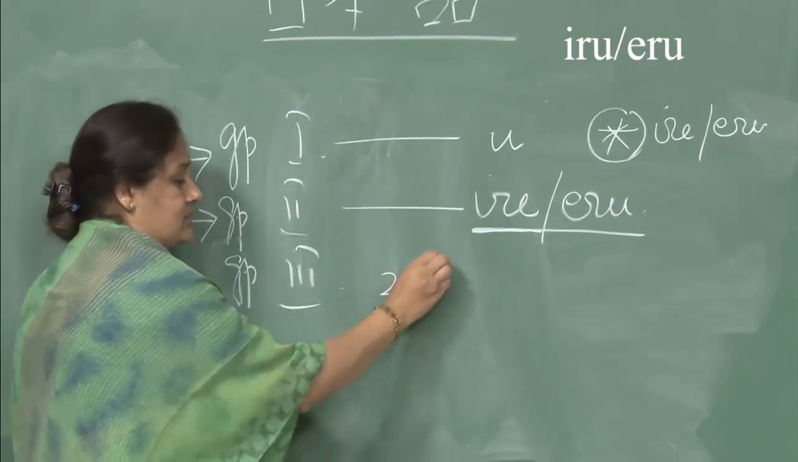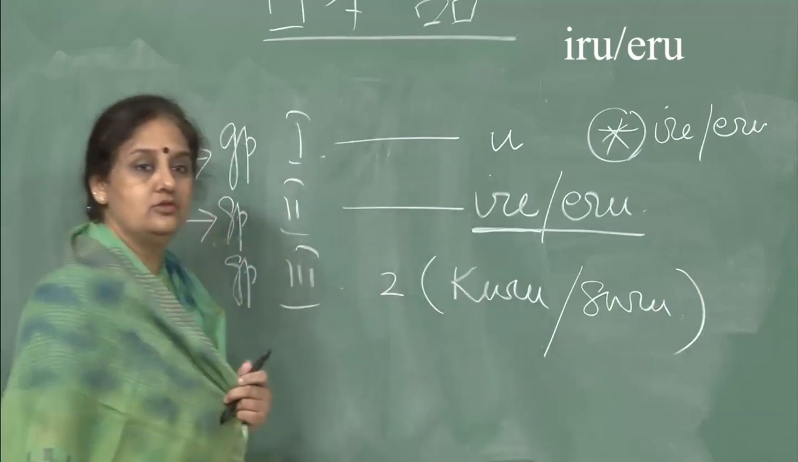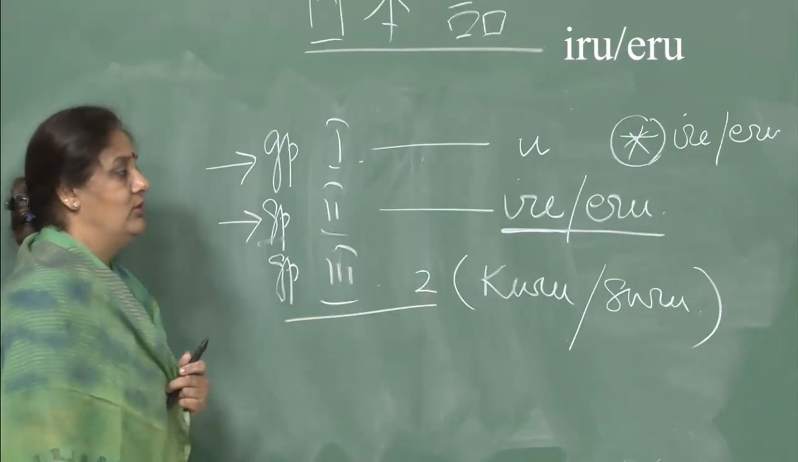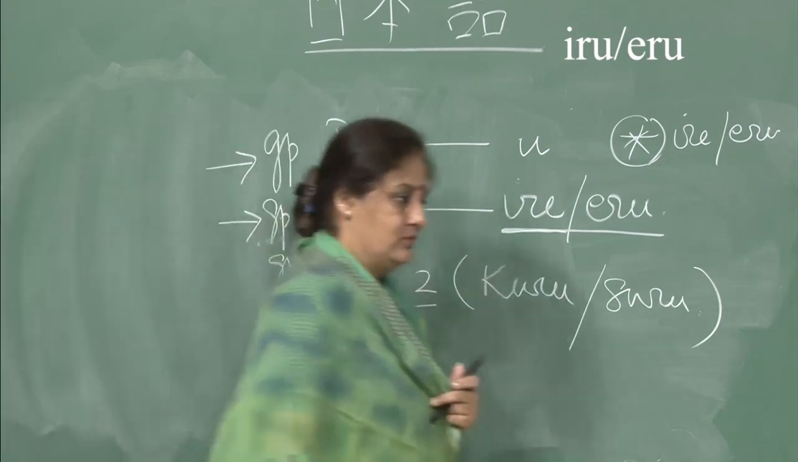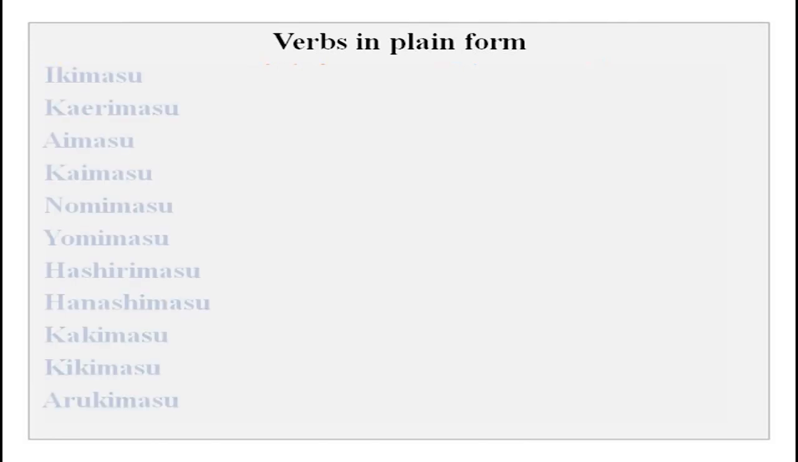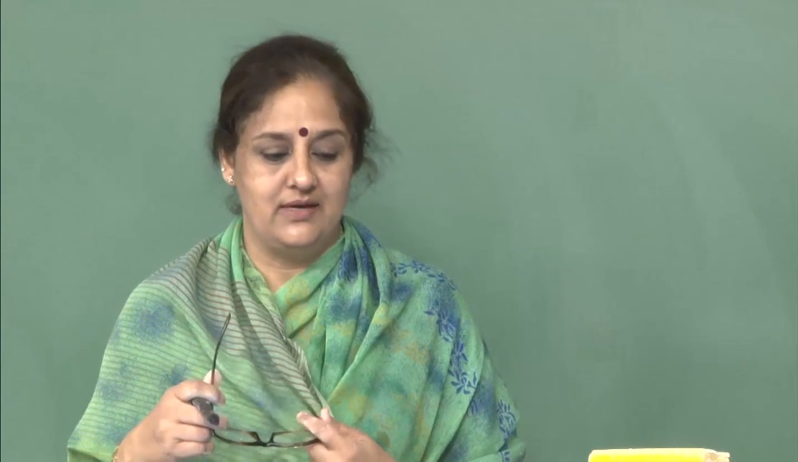We have only two verbs, kuru meaning to come and suru to do, in group 3, because they do not follow the normal pattern of group 1 and group 2. So, these are exceptions and thus they are in group 3. For your practice, I have listed a few verbs over here of group 1. Though they are all jumbled, some are exceptions and some are not, but we will have them here in this pattern so that it is easy for you to understand and memorize.